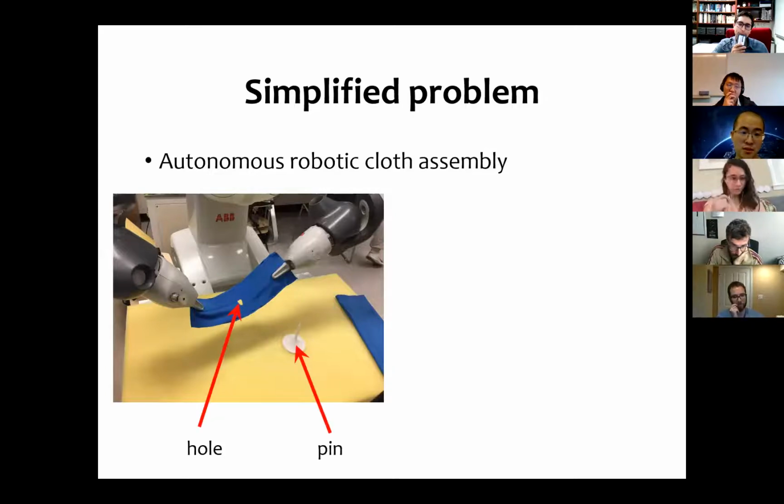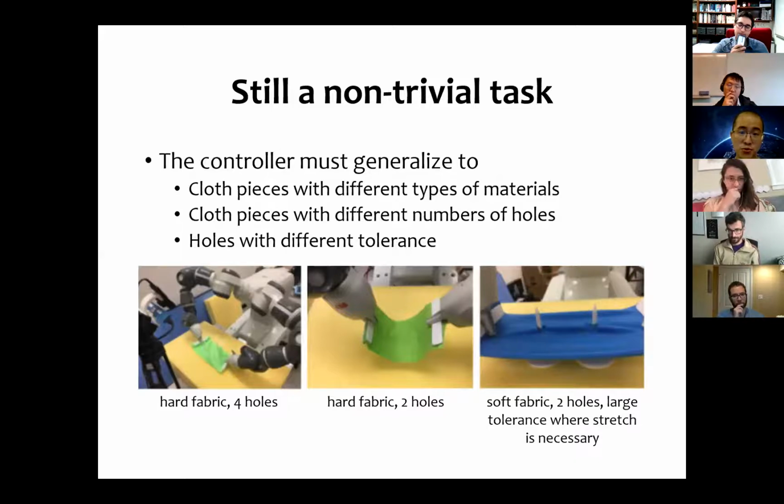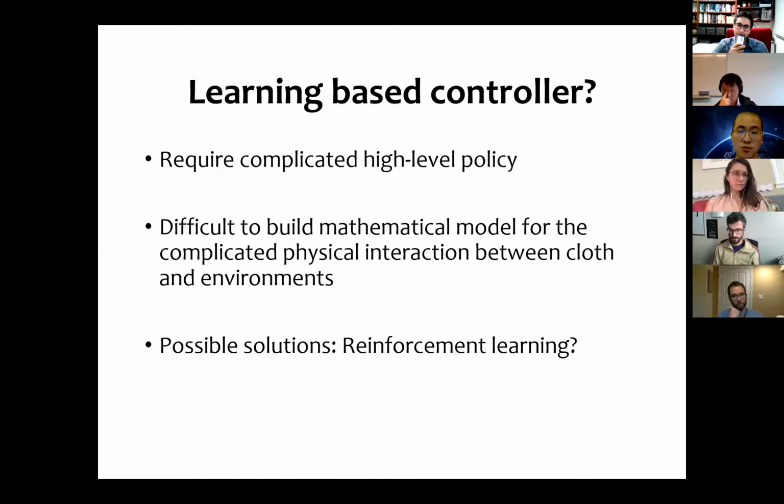So we want clothes with some holes so that they can be inserted into a pin, and using this pin we can assemble pieces of clothes together. This actually seems to be simple, but it is still a non-trivial task because the controller must generalize to many different things, like different types of materials, different numbers of holes, and the holes may have different tolerances and so forth.